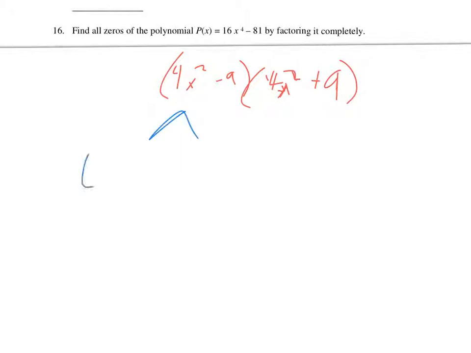All right, next up we got some more factoring here. I see this is the difference of perfect squares. So I'm going to do 4x squared minus 9, 4x squared plus 9. And then I actually see that this one is the difference of perfect squares again. So it's going to be 2x plus 3 and then 2x minus 3.